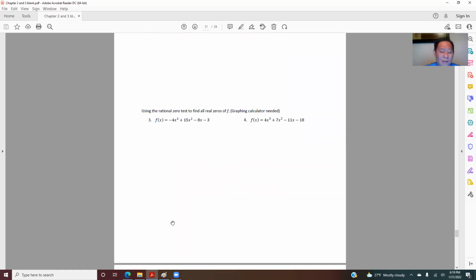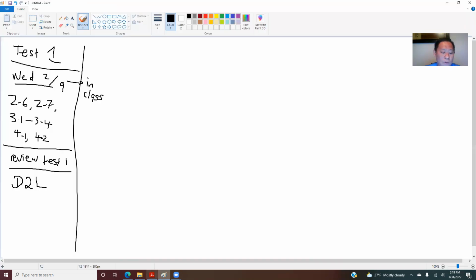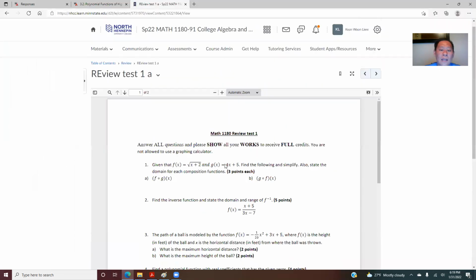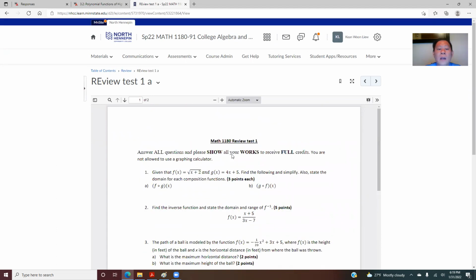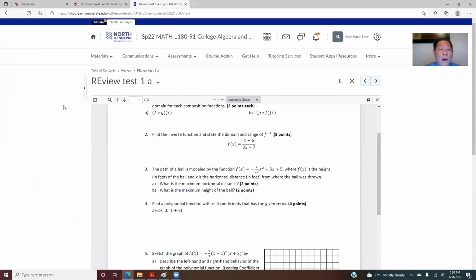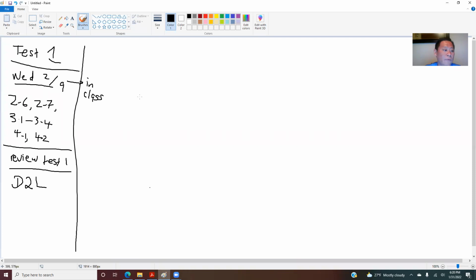The reason why I put it in this form is because I try to save paper, to narrow it down to 2 pages. So please get a copy of this if you didn't get it. Otherwise, come to class on Wednesday, you will get a paper copy of it. Okay. So that is the announcement for your first test.